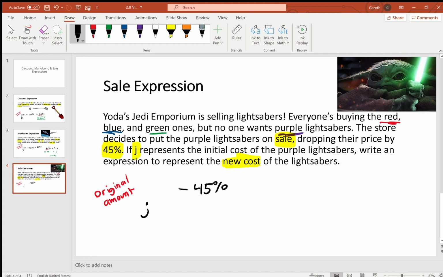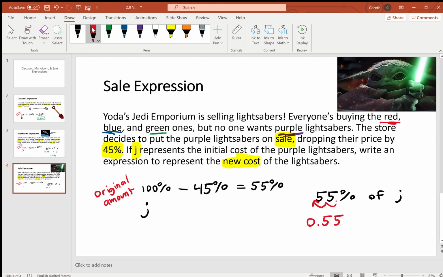The original amount J as a percentage is always going to be 100%. We've discussed that. So 100% minus 45% is going to give us 55%. Great. So basically the purple lightsabers are now on sale for 55% of their original value, J. Perfect. We take the decimal point, we move it 2 spots to the left. That becomes 0.55 times J. So basically the answer is 0.55 times J, which we can just write as 0.55J.